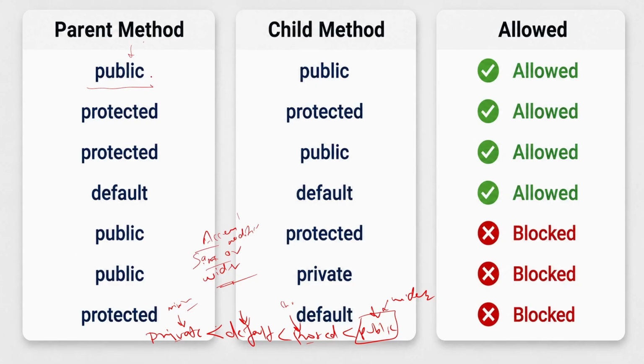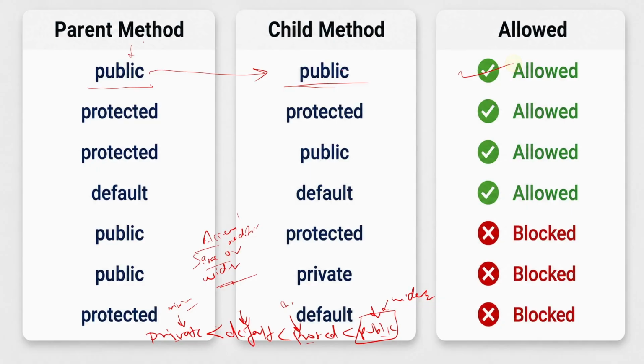Now tell me what I can use as the access modifier in the overriding method in the child class. It can be same or wider. Same means public. Wider means, yeah, public is the widest. We don't have anything wider than public. So we can use only one option, public.